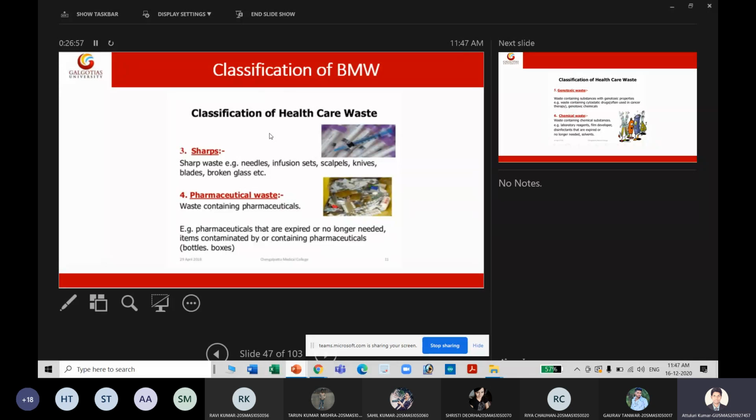Then next will be genotoxic waste, I suppose. Genotoxic waste and chemical waste. The fifth one will be genotoxic waste. The sixth one will be chemical waste.